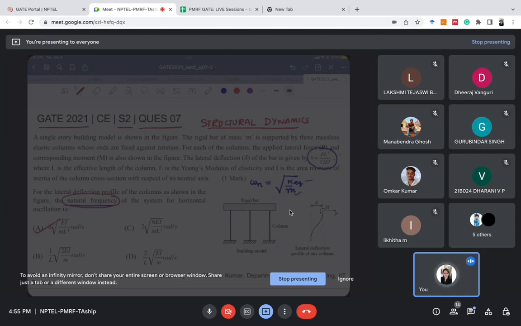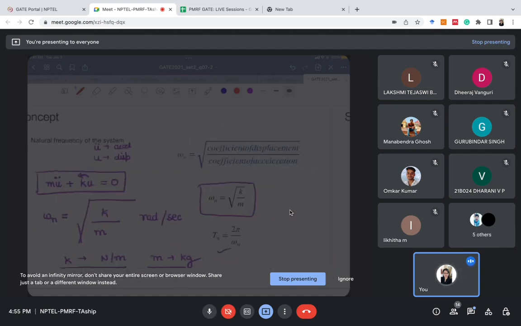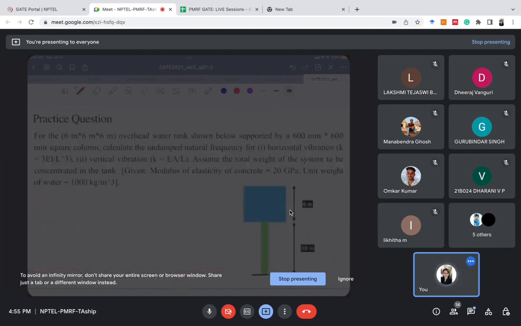At least remember these formulas of k equivalent, the formula of natural frequency, and the formula of time period. Maybe these 2-3 formulas at least you should remember and practice. Now I'll move towards our practice problem, a very easy problem based on the same formula.